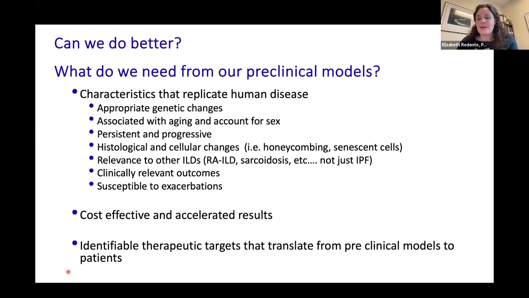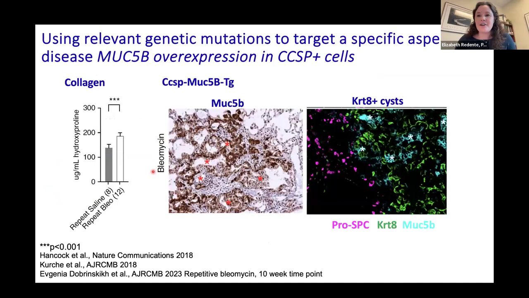So from here, we're going to move on to looking at data. Some of the data is from our laboratory group, some from the literature. And I really want to walk through just some examples of these different characteristics, looking at models of genetic changes, looking at models and data associated with aging and with sex differences, models of persistent and progressive disease, as well as the integration of clinically relevant outcomes, which comes throughout. So we're going to start with asking questions about genetics.